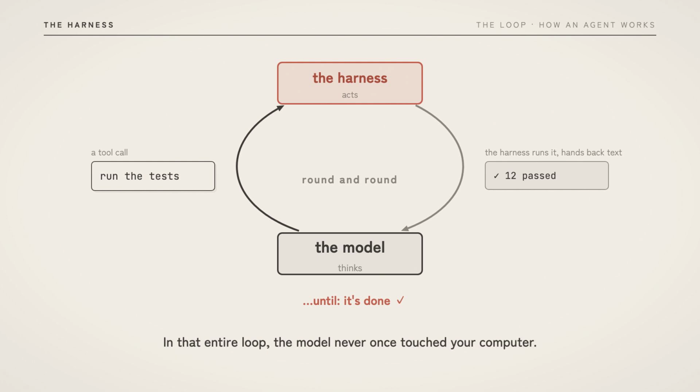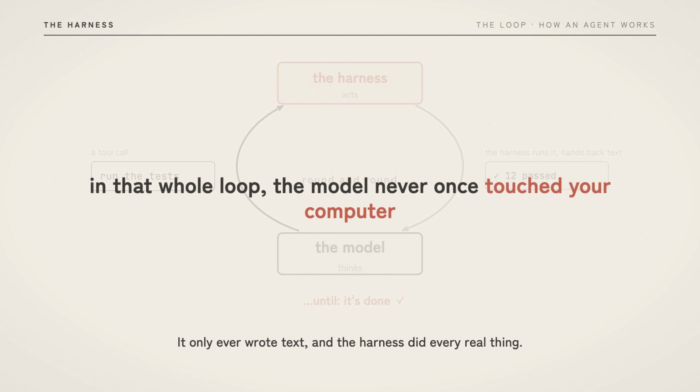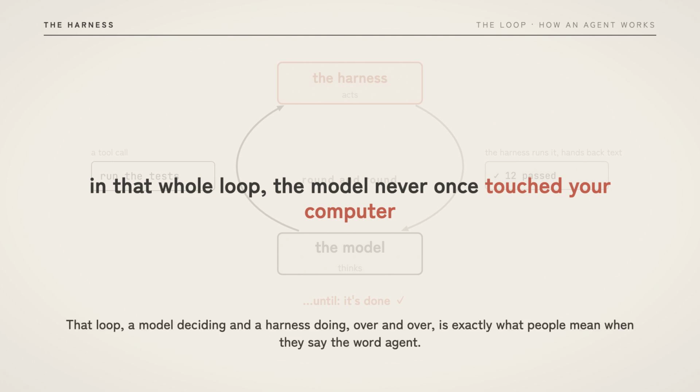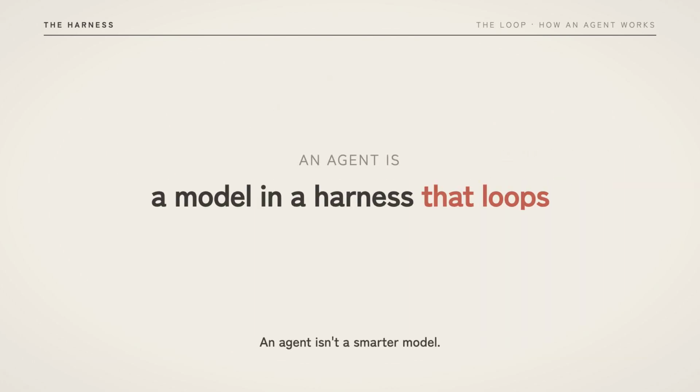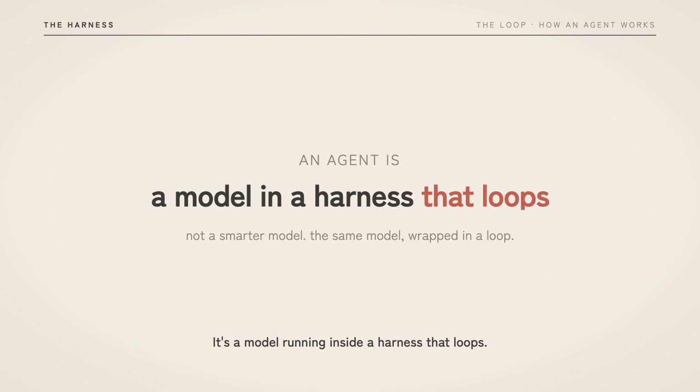And here's the thing I really want you to notice. In that entire loop, the model never once touched your computer. It only ever wrote text, and the harness did every real thing. That loop, a model deciding and a harness doing over and over, is exactly what people mean when they say the word agent. An agent isn't a smarter model. It's a model running inside a harness that loops.